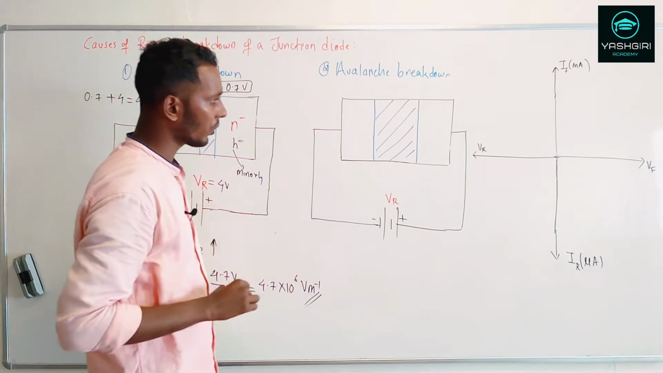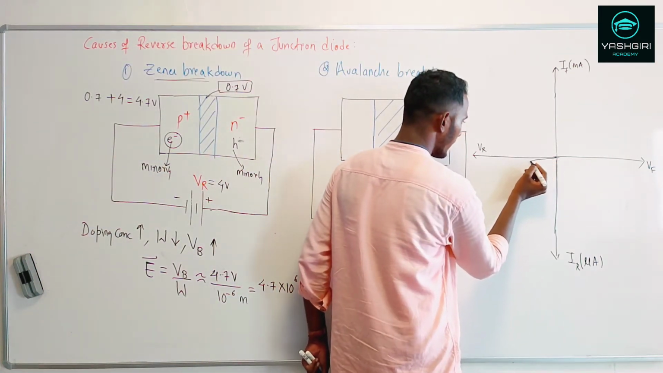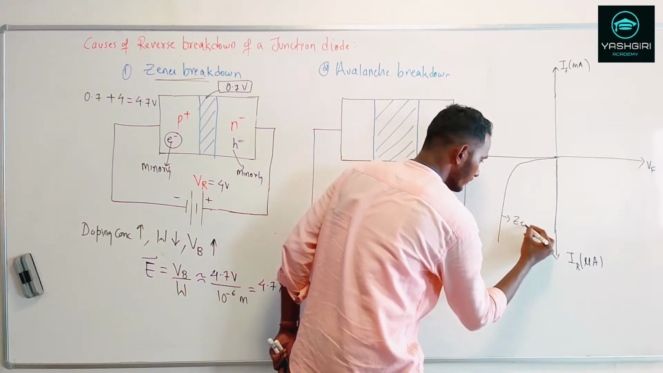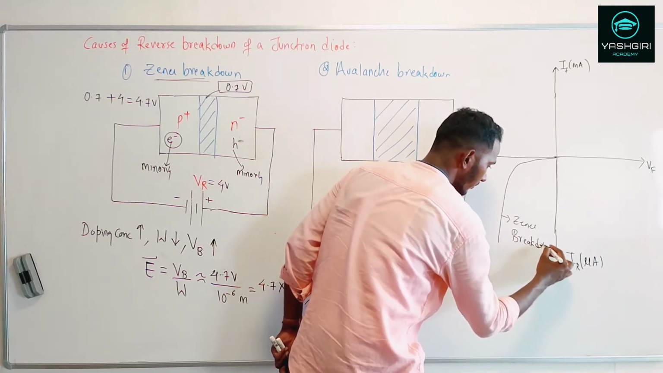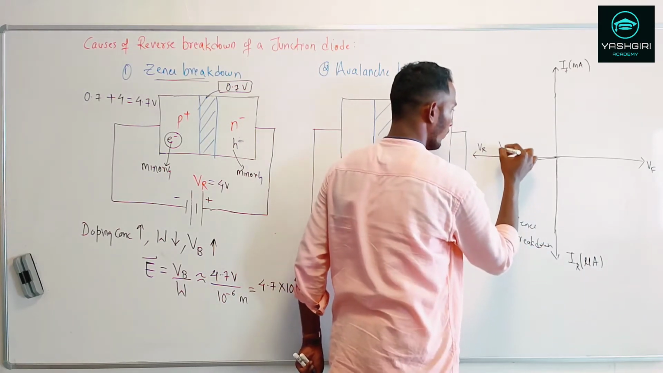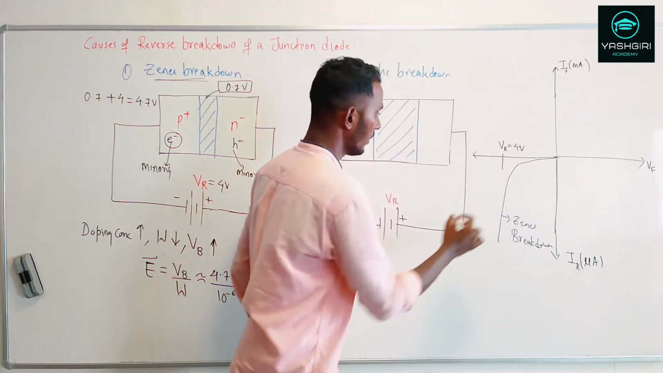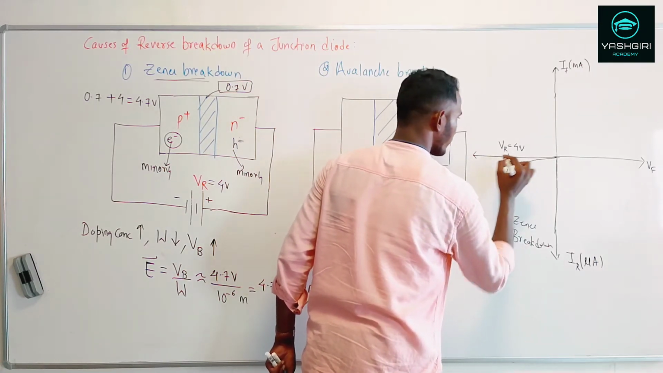Or else if I want to show it on this IV characteristic, I can just draw it like this. So this is for Zener breakdown, Zener breakdown happening at VR equal to 4 volts. Okay, VR equal to 4 volts. This is the 4 volts.